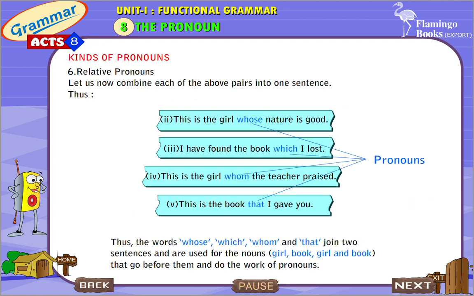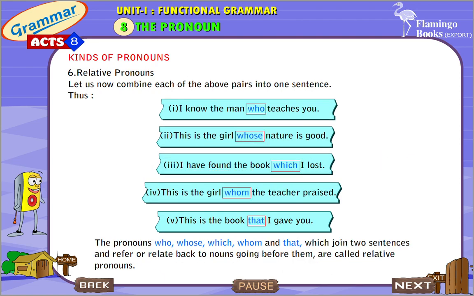Thus, the words whose, which, whom, and that join two sentences and are used for the nouns girl, book, girl, and book that go before them, and do the work of pronouns. The pronouns who, whose, which, whom, and that, which join two sentences and refer or relate back to nouns going before them, are called relative pronouns.